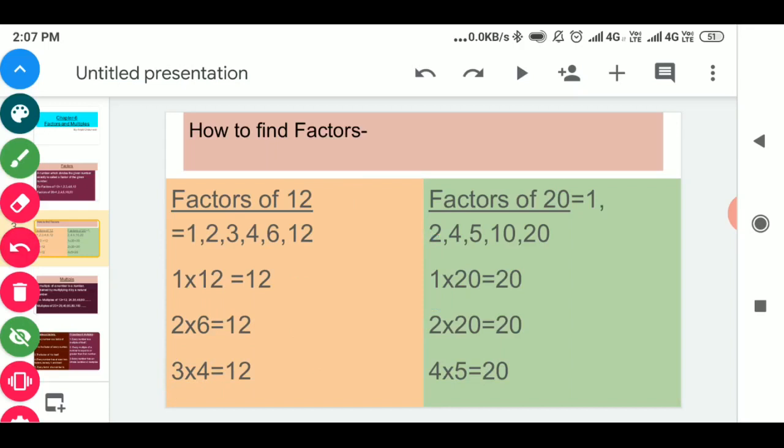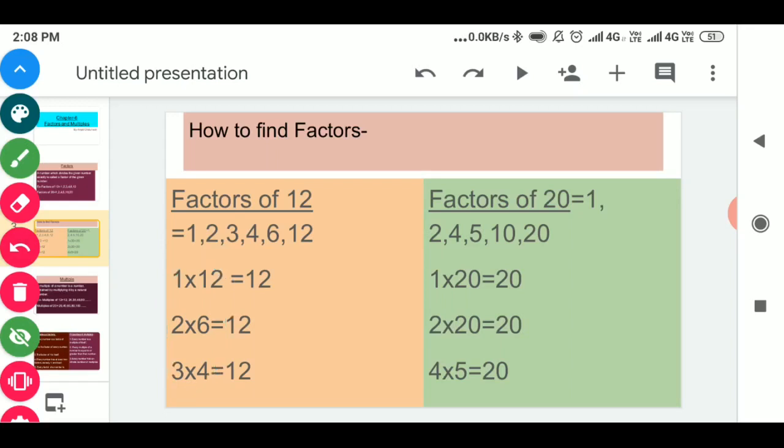After 3, 4 will come. But you can see we have already taken 4, so we will not repeat that number. It means these numbers are the factors of 12.